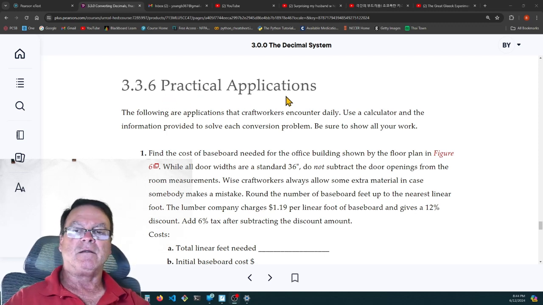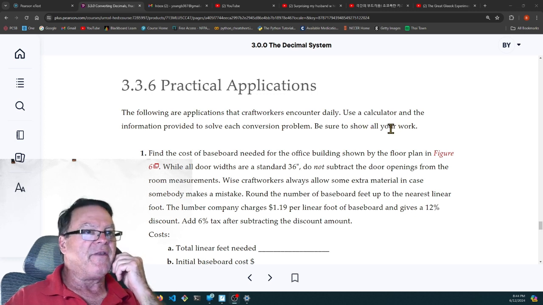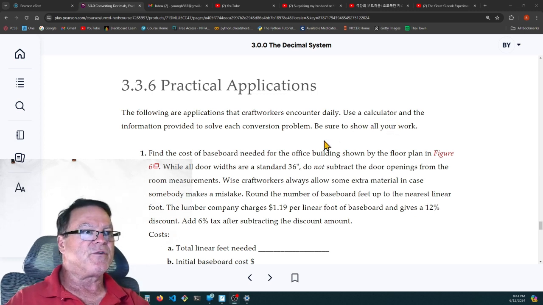3.3.6 Practical Application. Following are applications that craft workers encounter daily. Use a calculator and the information provided to solve each conversion problem. Be sure to show all your work.